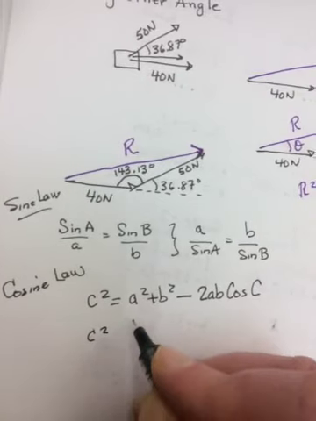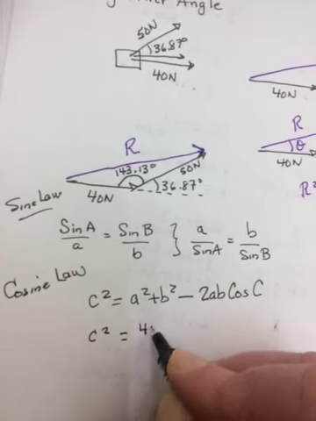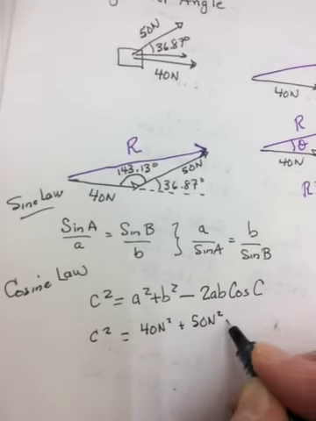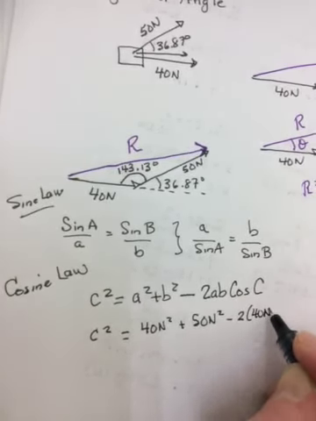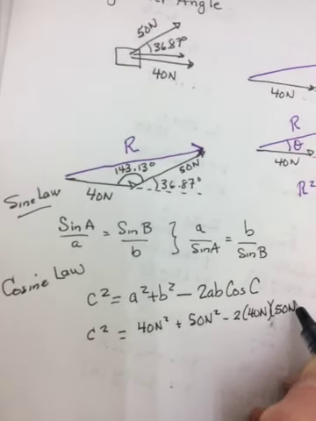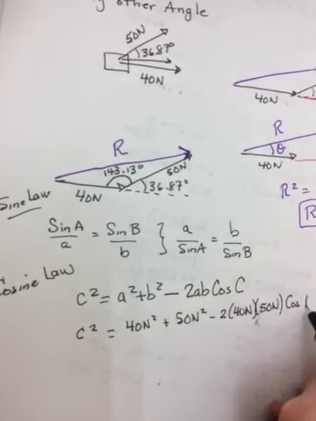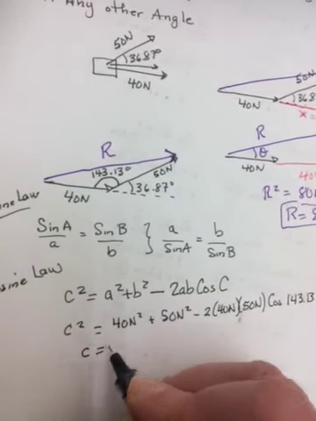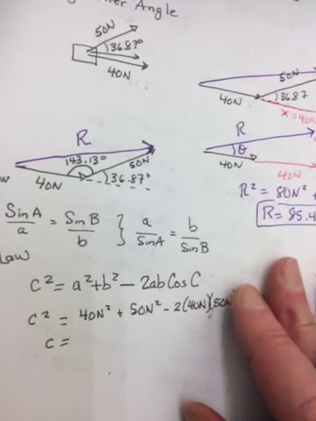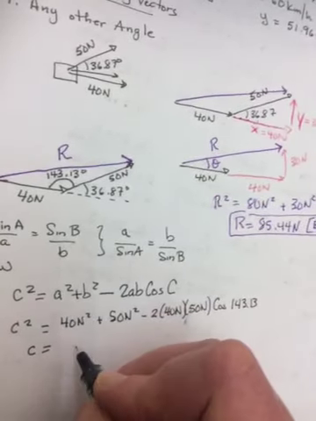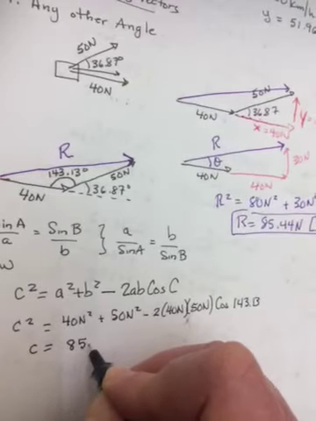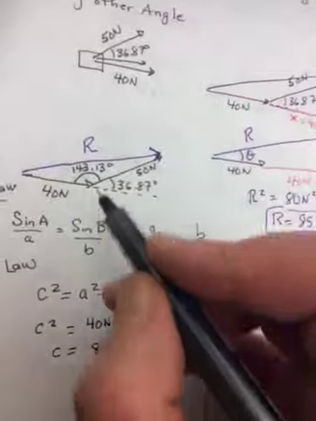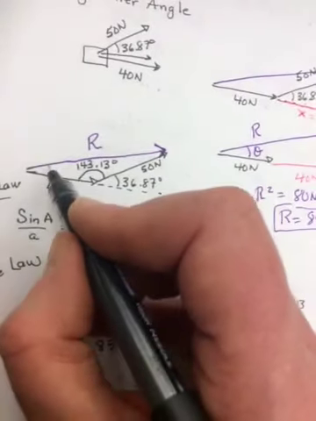So it would be c squared, or r squared, is equal to 40 newtons squared plus 50 newtons squared minus 2 times 40 newtons times 50 newtons times the cos of 143.13. Okay? And then don't forget you're going to take the square root. And when you do all that, my money's going to be on that you're going to get 85.44 newtons. That will be the length of this side. Okay? But we also need the angle.